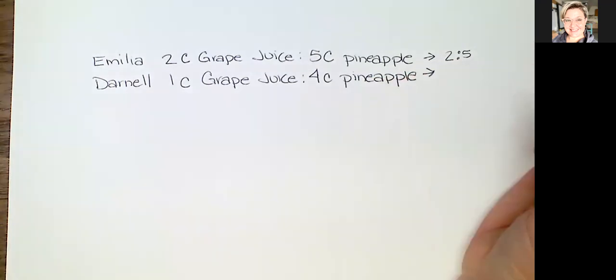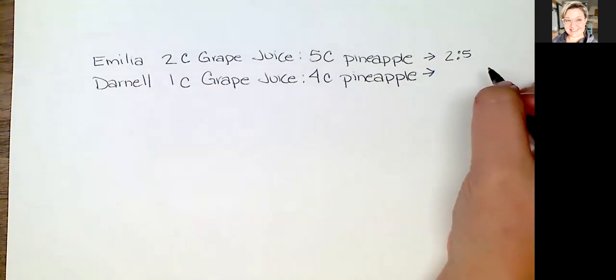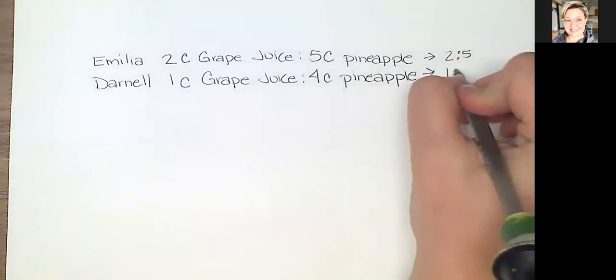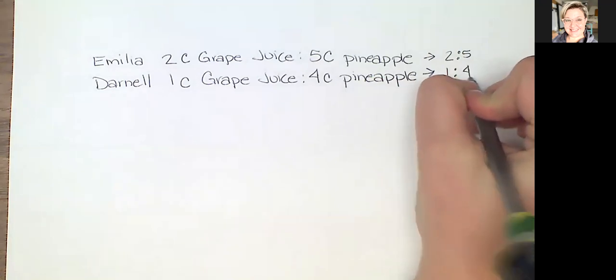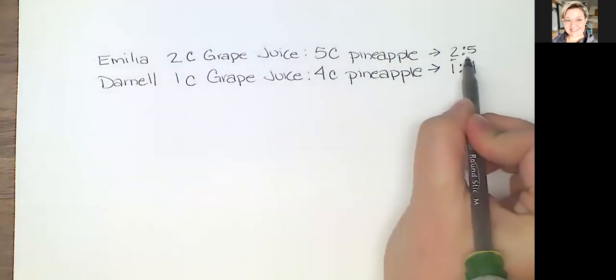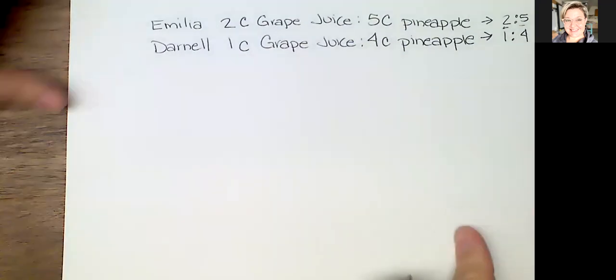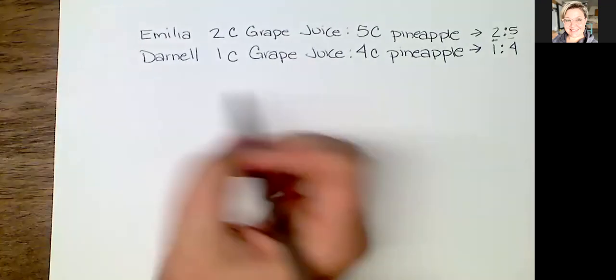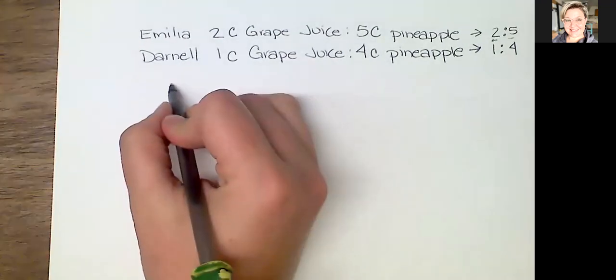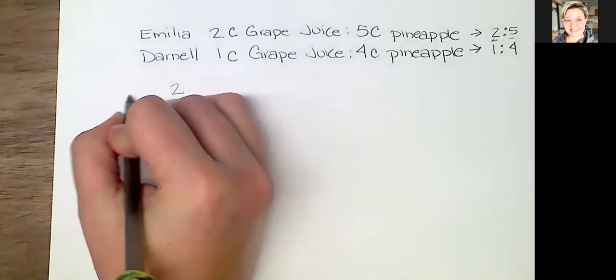And Darnell's ratio, excuse me, is 1 to 4. And we're going to easily put those into fractions, knowing that the first number is the numerator and the second is the denominator. We're going to do that down here. Let me see if I can leave it so you can see it all. There we go. Okay, so the first number is 2 over 5, and that's Amelia.